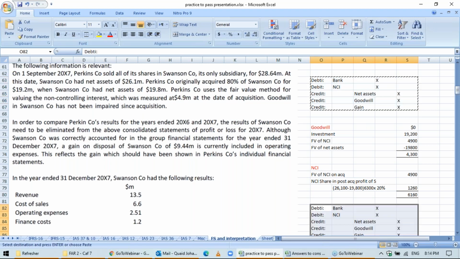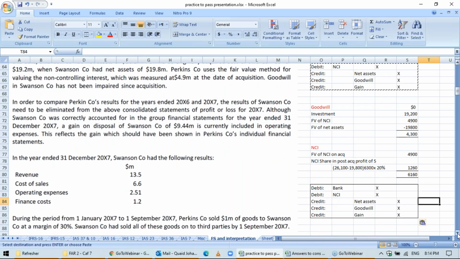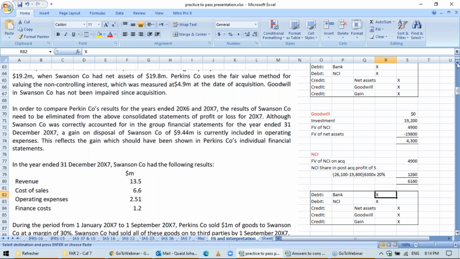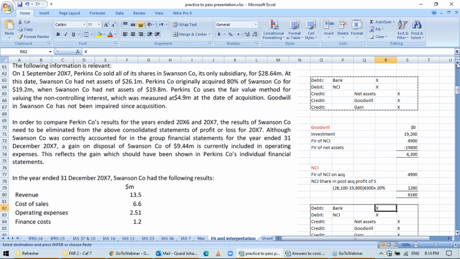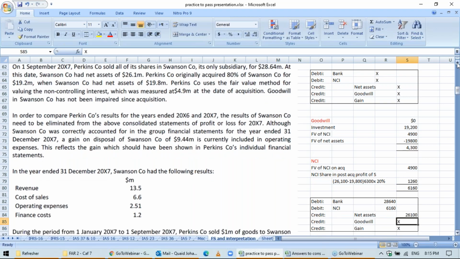It's easy to remember this entry because you know that we have to credit the goodwill, remove the goodwill, so credited; remove the net assets, credited, right? Remove the NCI, debited, and you receive cash, so debit the bank. So how much amount was received in the bank? In the first line of the paragraph we read, the subsidiary was sold for 28,640, 28.64 million, right? NCI was 6,160, debit. Then the net assets on the date of disposal were 26,100. Plug into it, and the goodwill was 4,300.